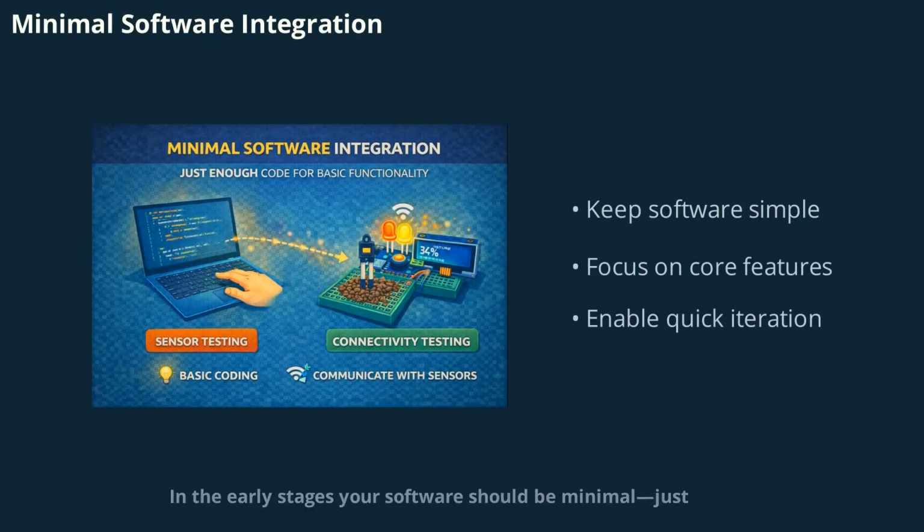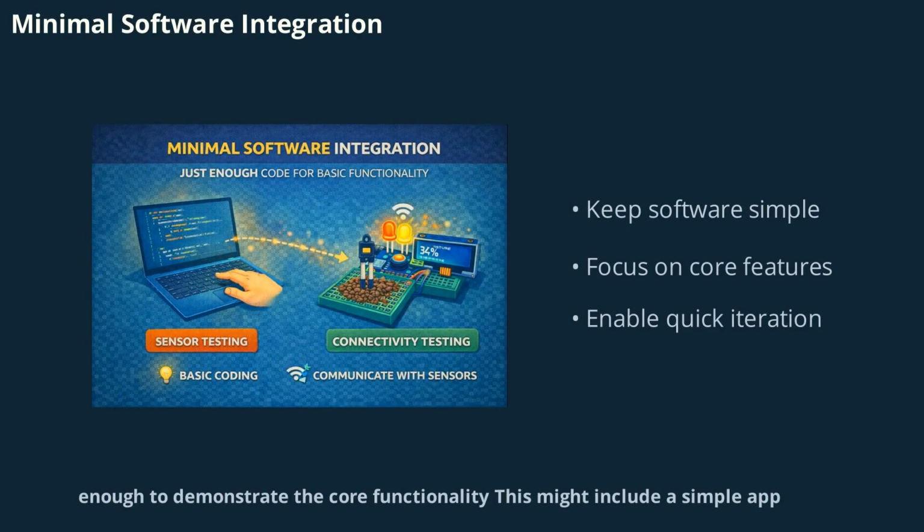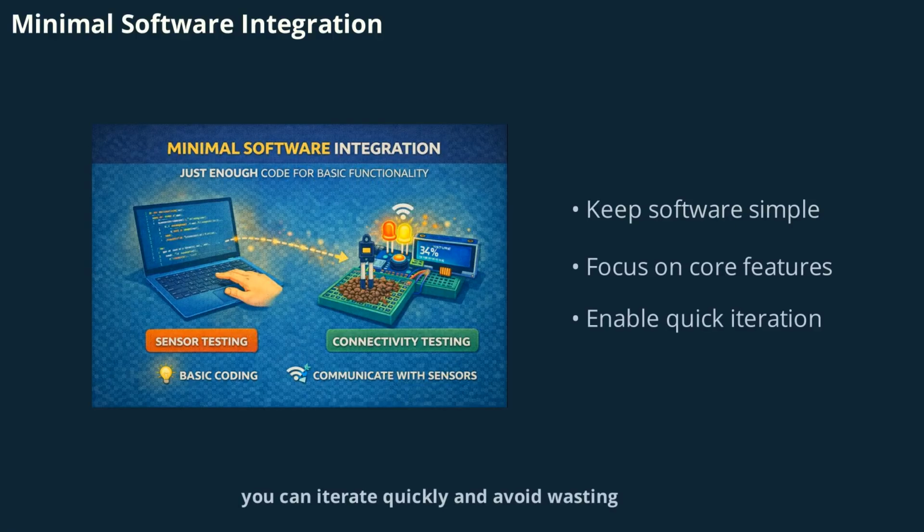In the early stages, your software should be minimal, just enough to demonstrate the core functionality. This might include a simple app, a basic front-end, or some back-end integration. The goal is to prove that your hardware and software can work together, even if the interface isn't polished yet. By starting small, you can iterate quickly and avoid wasting time on features that might change later.